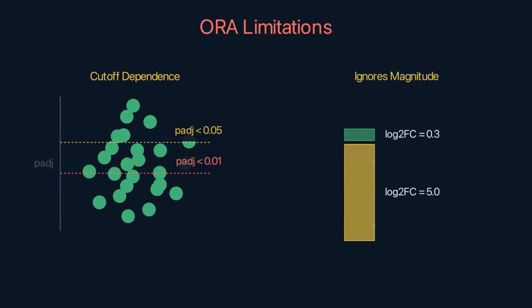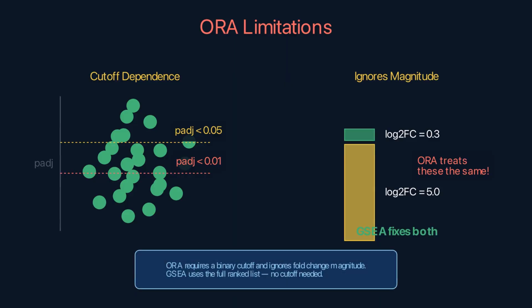ORA also ignores the magnitude of change. A gene with log2 fold change of 0.3 just barely passing the threshold counts the same as a gene with log2 fold change of 5. Gene set enrichment analysis fixes both problems by using the full ranked list.